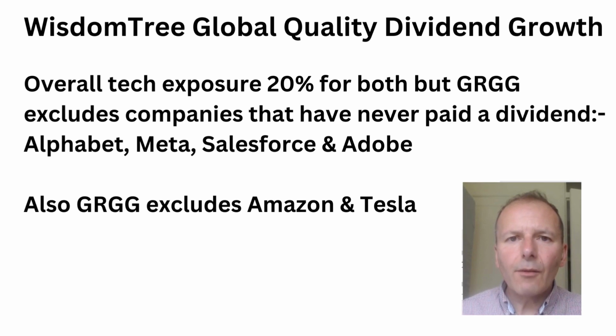GGRG has overall tech exposure of about 20%, which is the same as a global tracker, but it does exclude companies that have never paid a dividend, such as Alphabet, Meta, Salesforce and Adobe, and it also excludes Amazon and Tesla for the same reasons. So when you're analysing this ETF, have a look and see whether you think that these are quality companies you want to include in your holdings or whether you'd rather give them a miss.